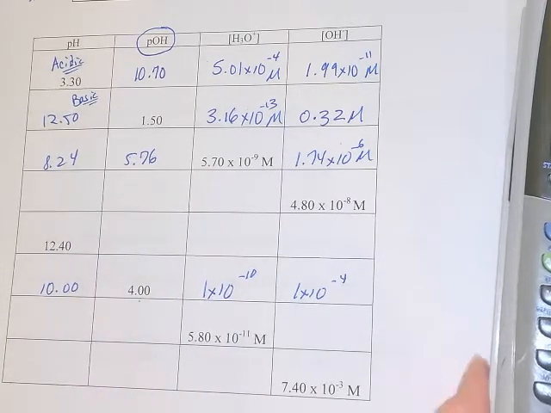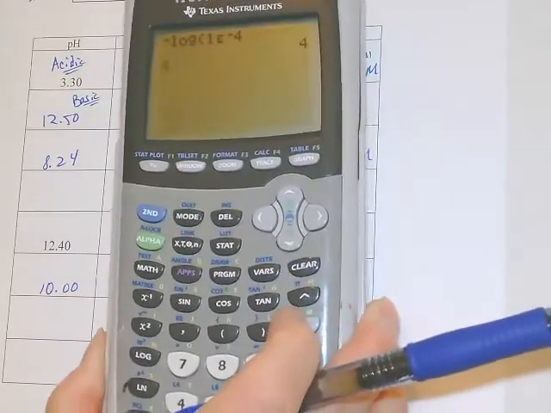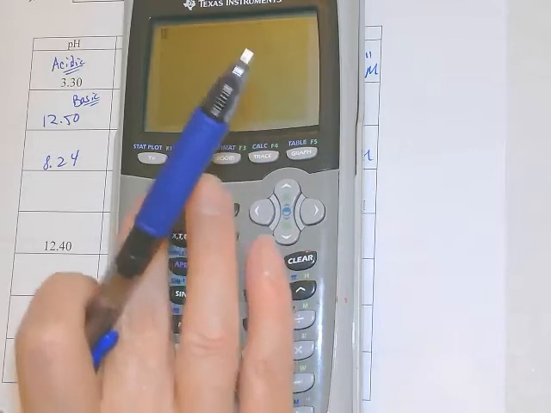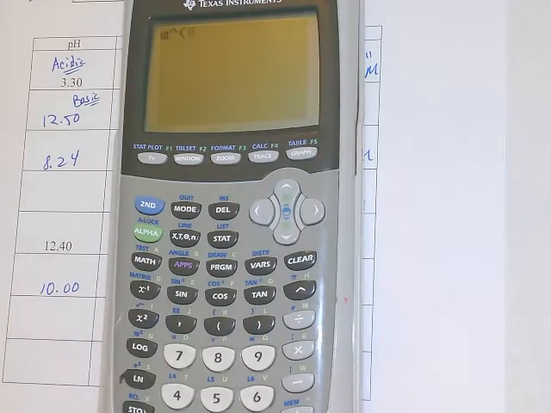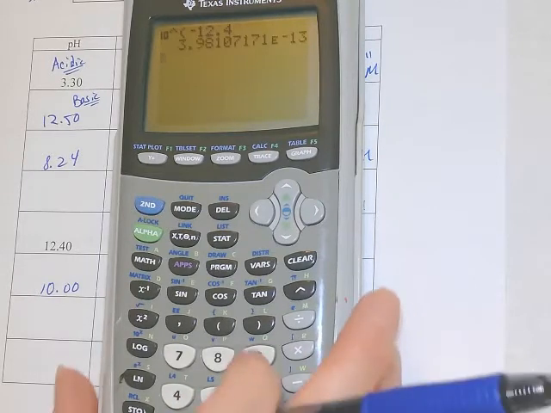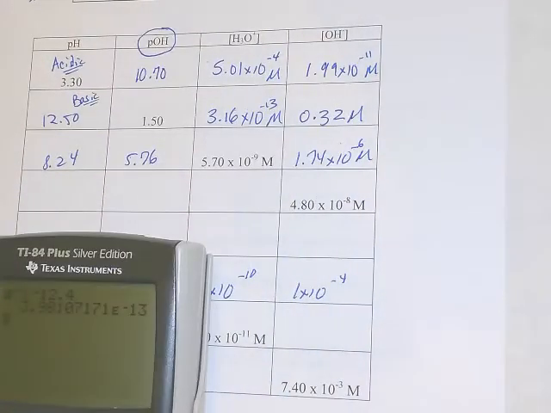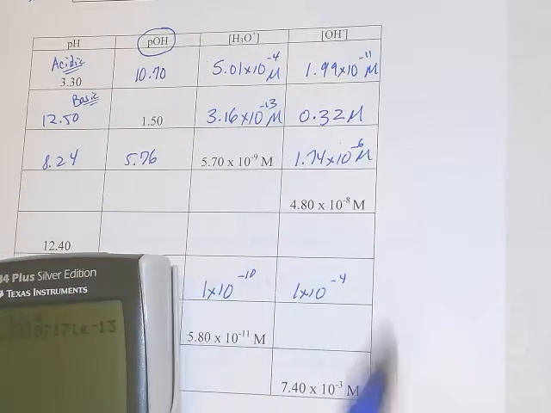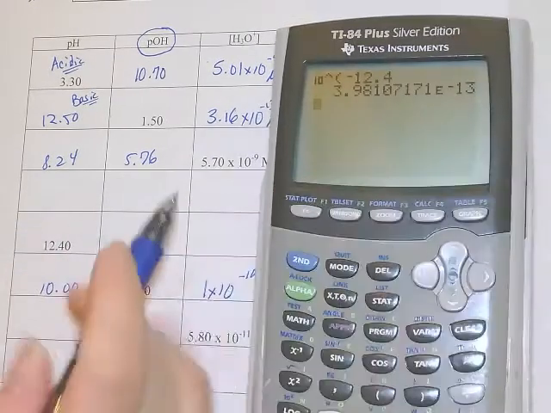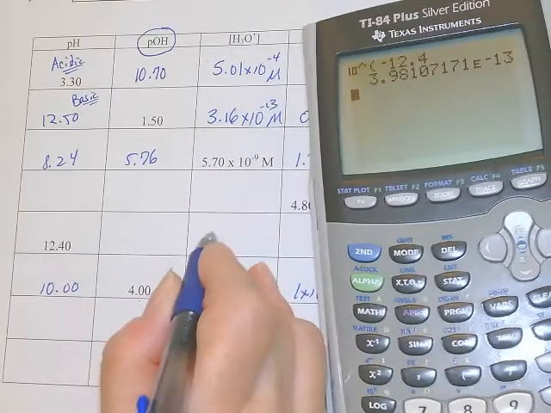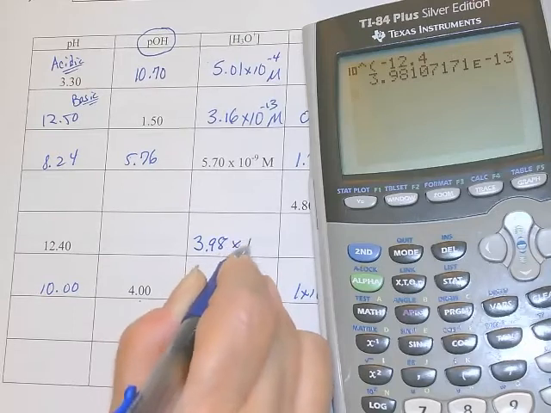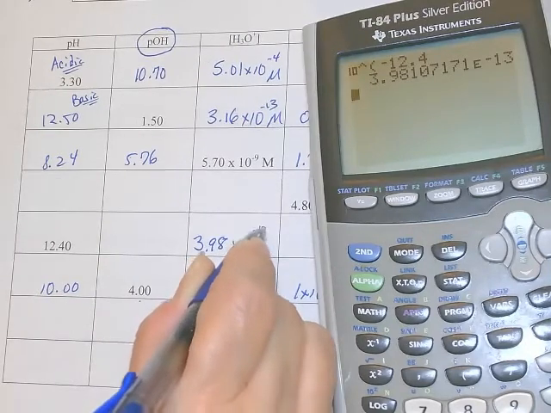But let's look at this. Let's go from the pH to the hydronium ion. So let me clear. That would be second function log of negative 12.4. I'm expecting, okay, there's my 3.98 times 10 to the negative 13. So let's put that in as the hydronium ion right here: 3.98 times 10 to the negative 13.